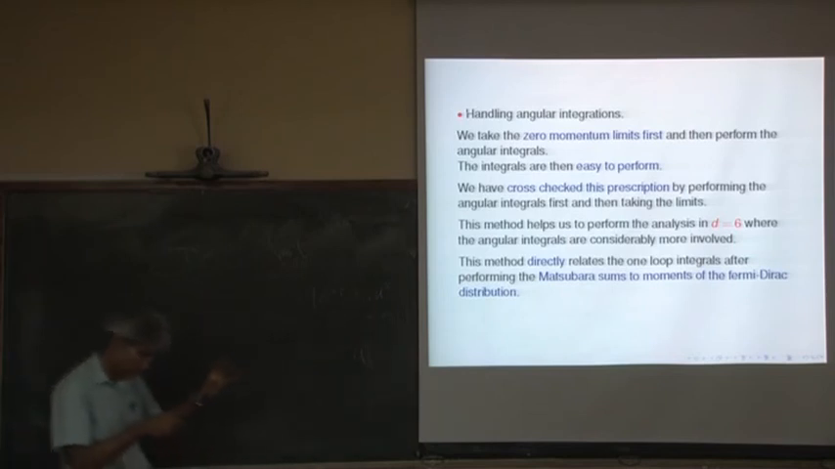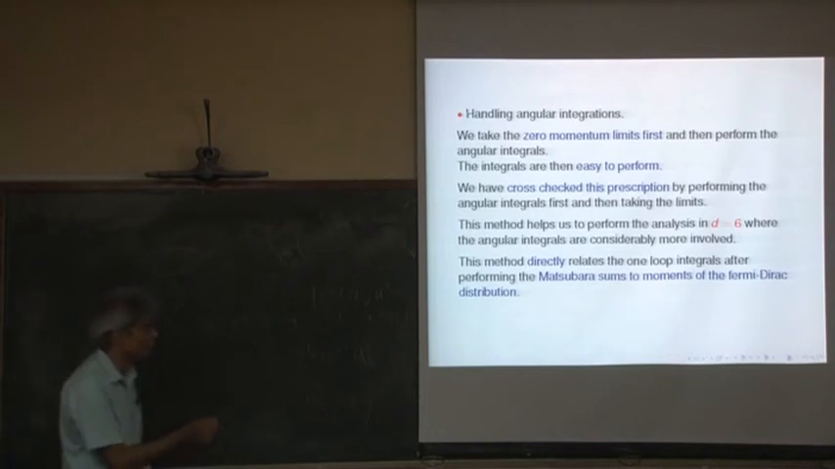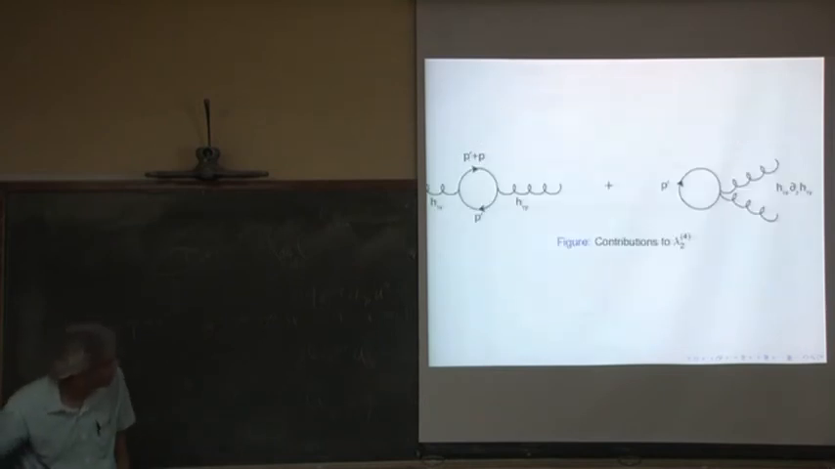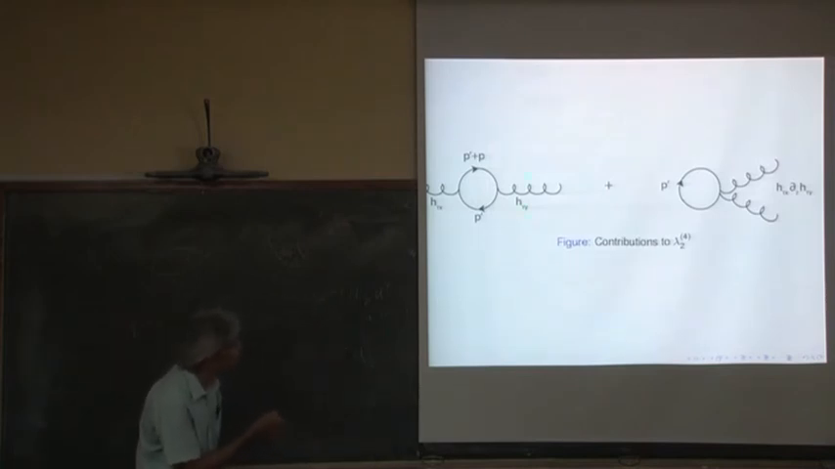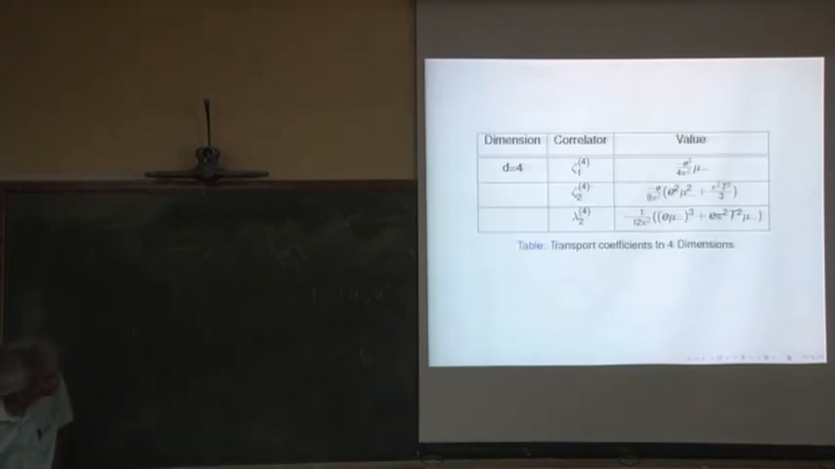And once you do that, you can see using this prescription that the method directly relates the loop integrals to moments of the Fermi-Dirac distribution. So this is the technical simplification which we found. And here is one particular contribution. For the T basically, there is the usual one, and there is this kind of term which we have located. And here are the results again.